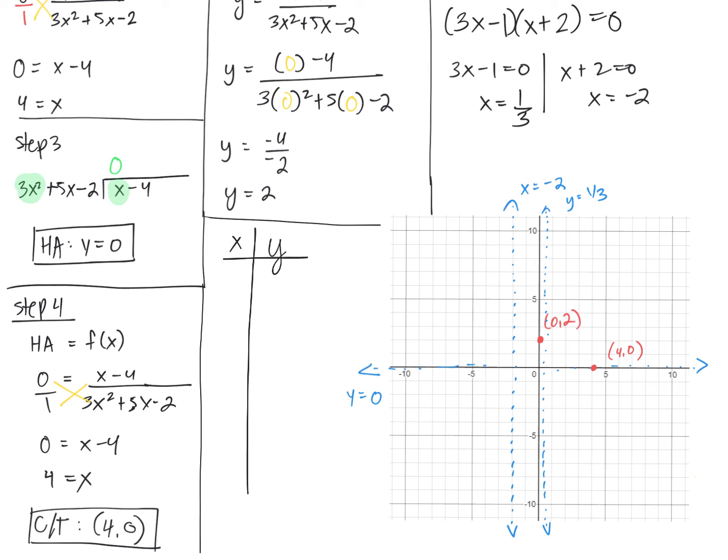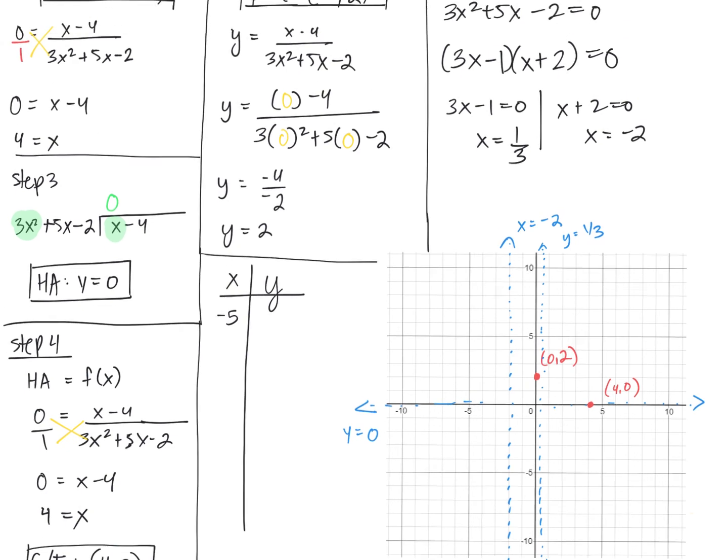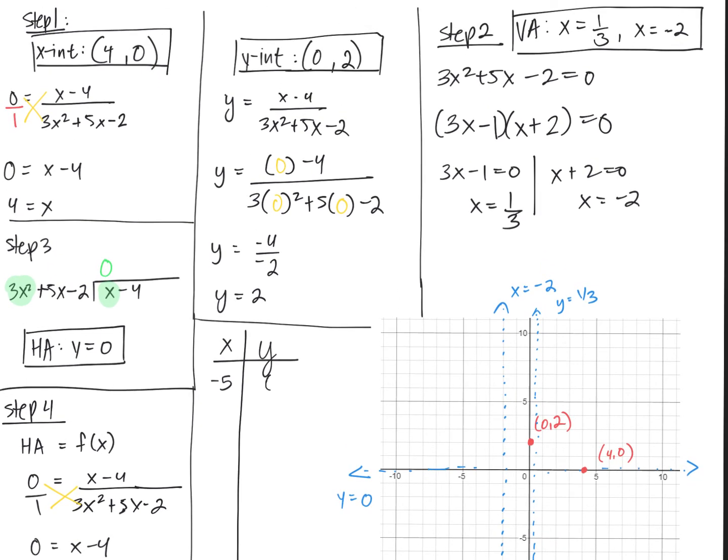Getting definitely messy in this graph. All right, so picking x somewhere on the left, so that would be to the left of -2. Let's go ahead and pick -5. If I pick -5 and I plug that in for y, that would be -5 minus 4 over 3 times -5 squared plus 5 times -5 minus 2. And that comes out to -3 over 16.